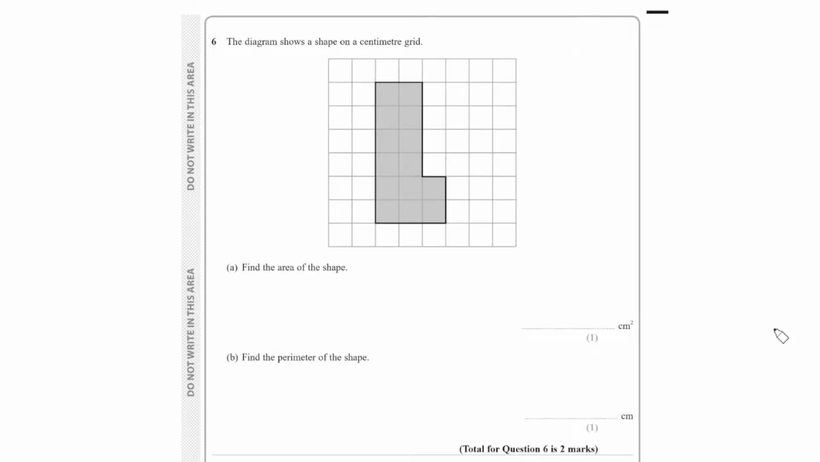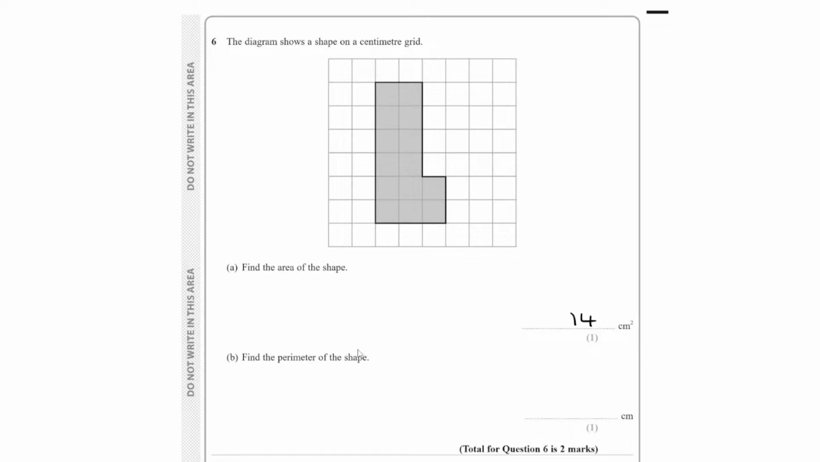Question 6, the diagram shows a shape on a centimetre grid. Find the area of the shape, first of all. So when it says centimetre grid, it just means each box is 1 centimetre. So technically each box would be 1 by 1, wouldn't it? 1 centimetre squared. So I guess you could just count how many squares there are. 1, 2, 3, 4, 5, 6, 7, 8, 9, 10, 11, 12, 13, 14. That would be 14 centimetres squared, wouldn't it? It's only 1 mark, so there shouldn't be too much working out either.